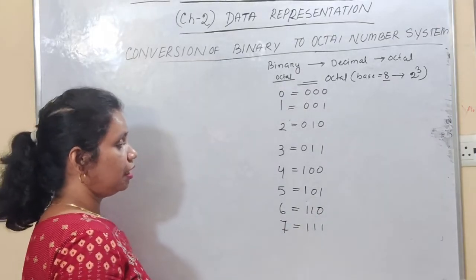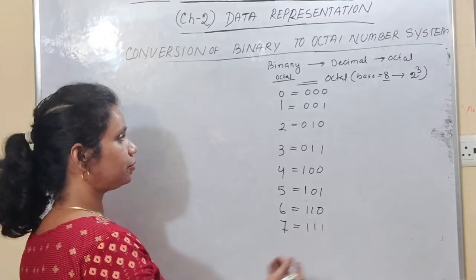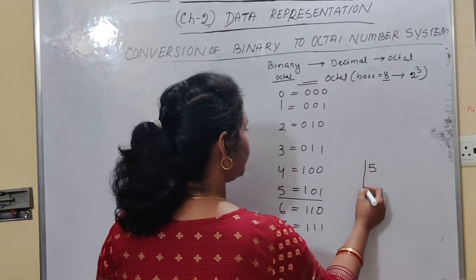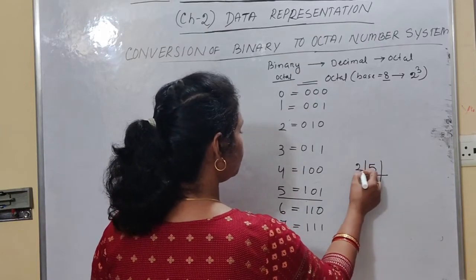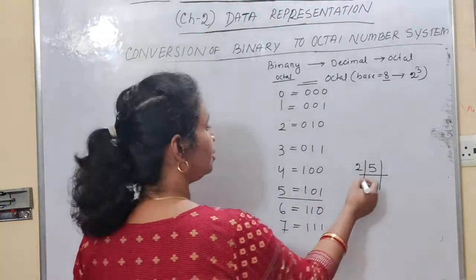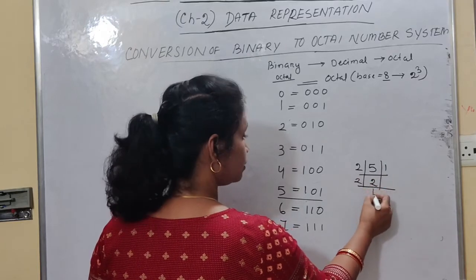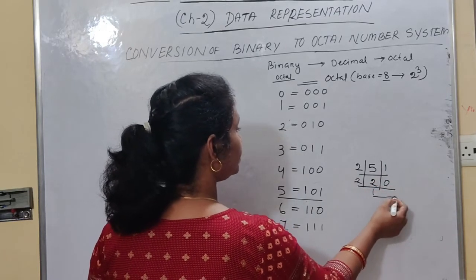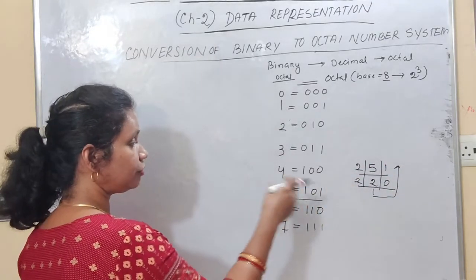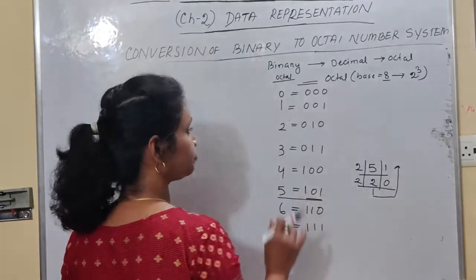Here, one concept is there. Suppose 5. You have to repeatedly divide this 5 by 2 because you want to convert 5 to its equivalent binary. So 2 twos are 4, the remainder is 1. 2 ones are 2, the remainder is 0. So the binary representation of 5 is 1, 0, 1. Now you are representing an octal digit in binary, so you have to use 3 bits only. So 1, 0, 1.